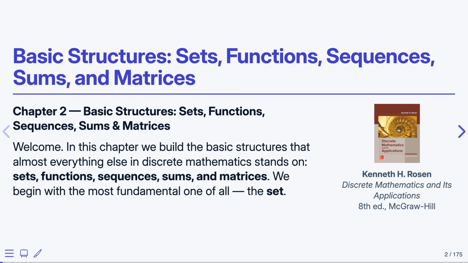This chapter builds the pieces that the rest of discrete mathematics stands on. There are 5 of them. A set is a collection of objects. A function gives each input one output. A sequence is an ordered list. A sum adds up many terms, and a matrix is a grid of numbers. We start with the first and most important one, the set.